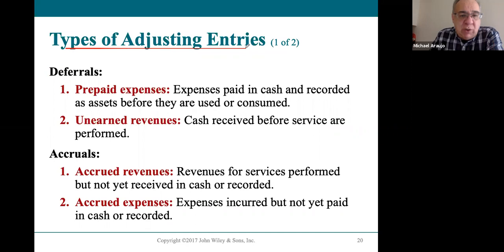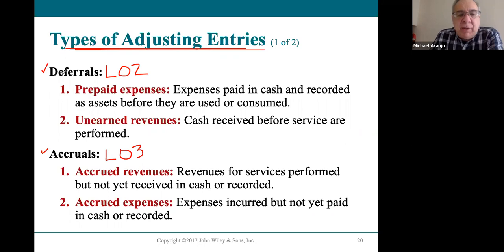So there are 4 types we're going to be doing for learning objective 2. We're going to be looking at the adjusting entries that are called deferrals. I'll explain it here, but we're going to be doing it next week. And learning objective 3 is going to focus on the adjusting entries that are called accruals. We'll do deferrals one day next week, and we'll do the accruals the next day. So we can sort of see the progress here.